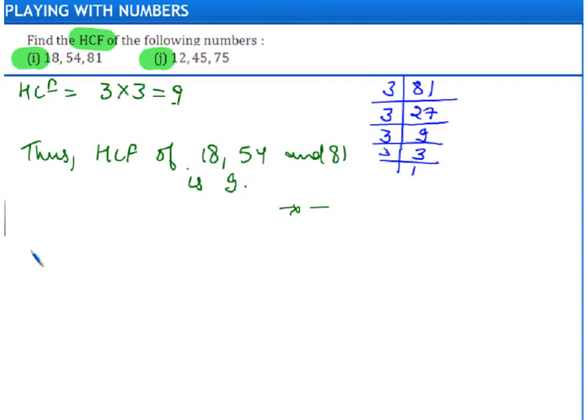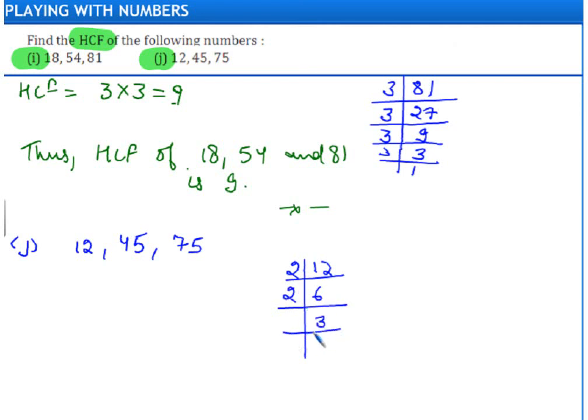Now let us proceed on to the next part, which is 12, 45 and 75. Here we have to find the HCF of these three numbers. First let us find the factors of 12. 2 is the smallest prime number which divides 12 and 2 6s are 12. Again 2 is the smallest prime number which divides 6, so 2 3s are 6 and finally 3 is a prime number, so 3 1s are 3. Prime numbers are divisible by itself or by 1. That's why 3 1s are 3.